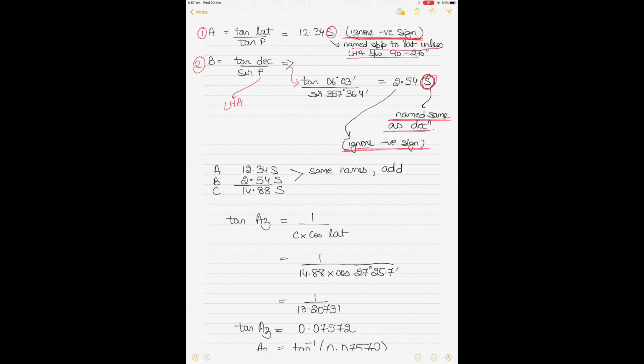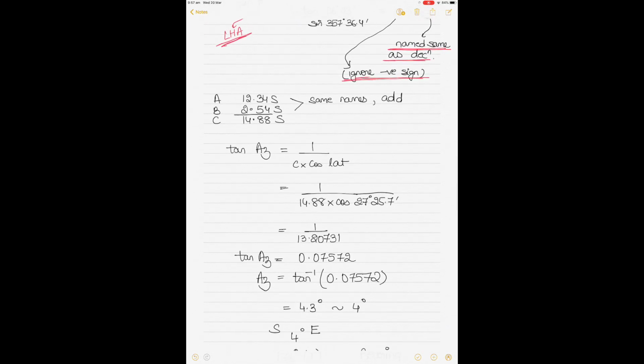Once you name your A and B, so again maybe I didn't mention this, P is again your LHA. So that's why I mentioned here P is LHA. So don't get confused.